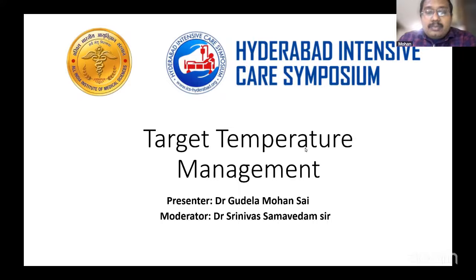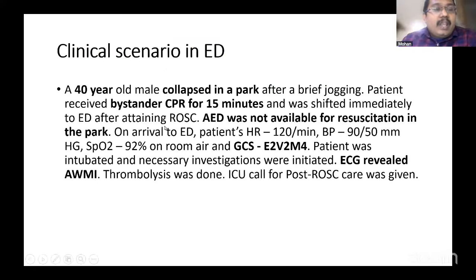So, the presentation goes like this. In the emergency department, we have a 40-year-old male who has collapsed in the park after a brief jog. He received bystander CPR for 15 minutes, ROSC was achieved, and he was shifted to the emergency department immediately. On arrival, GCS was E2V2M4. The patient was stabilized, an ECG was done, and it revealed anterior MI.